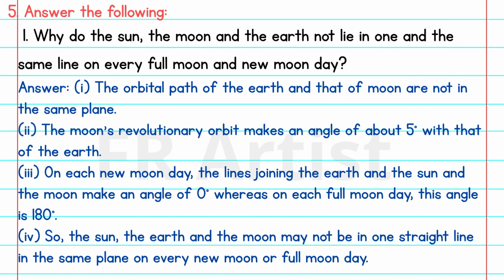Third point, on each new moon day, the lines joining the Earth and the Sun and the Moon make an angle of 0 degree, whereas on each full moon day this angle is 180 degrees. Fourth point, so the Sun, the Earth and the Moon may not be in one straight line in the same plane on every new moon or full moon day.